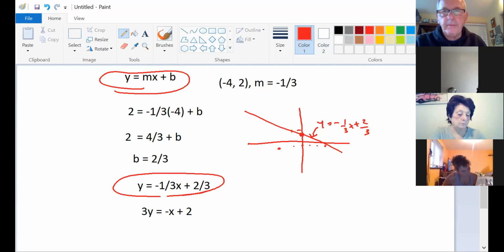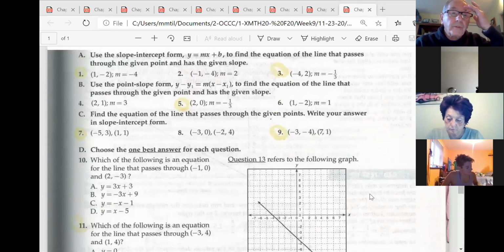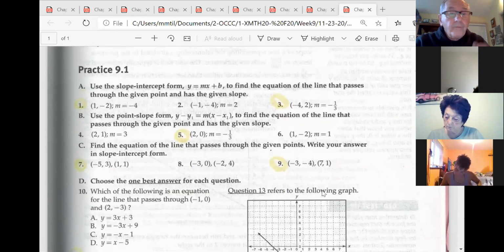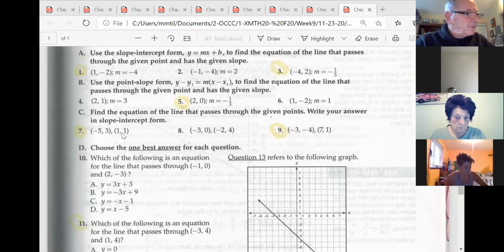Okay, I'm going to stop sharing. And let me see what else is on that page. That's all we're doing here. On this, on C part, find the equation of the line that passes through the given points. This you have to do a couple steps. And we'll do one of these. We'll do number 7 for you.